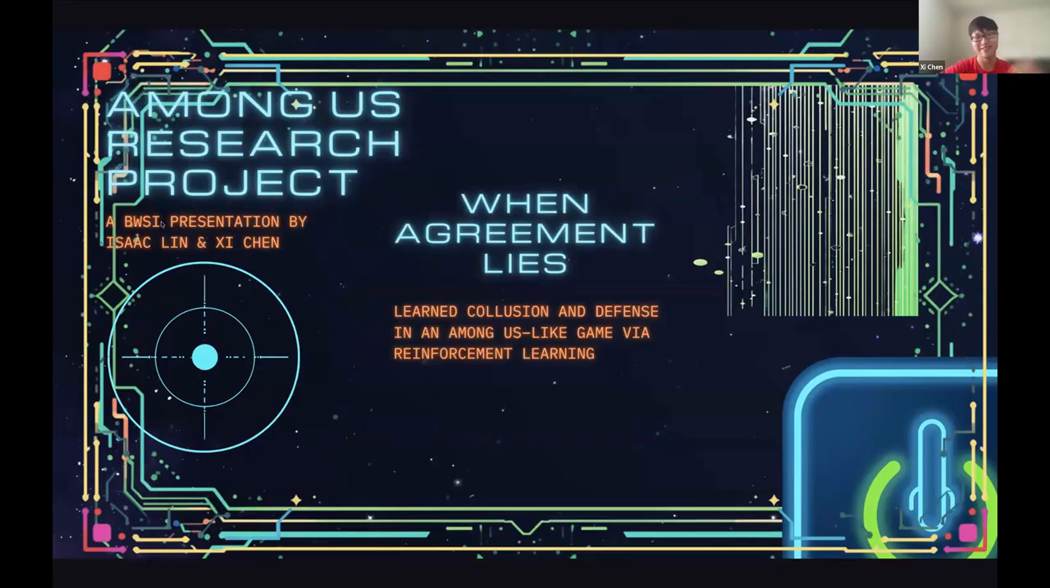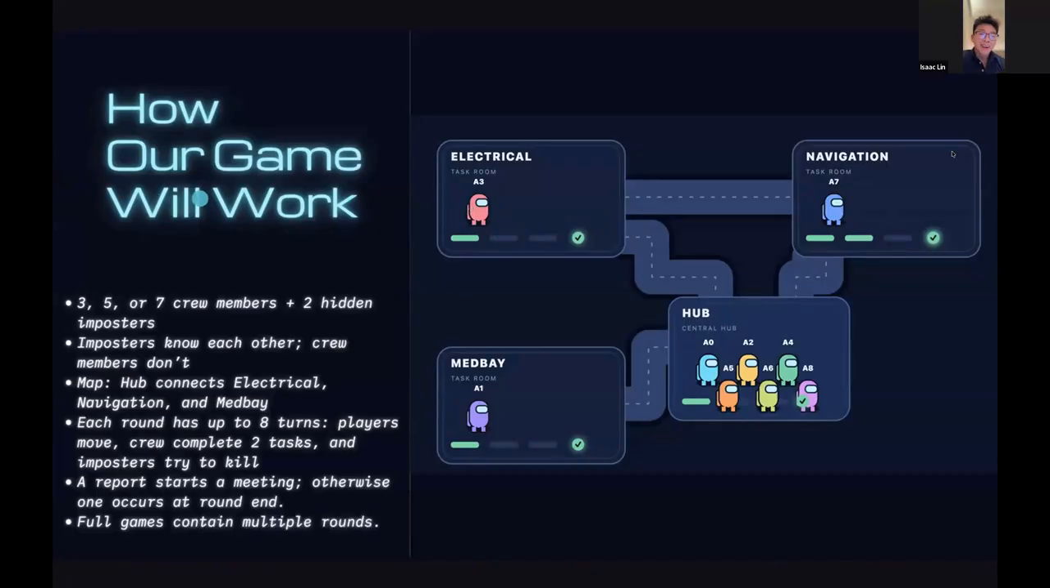Our project is going to be exploring how deception and defense against deception will work in an Among Us-like environment through reinforcement learning. And this is basically the setup of our game.